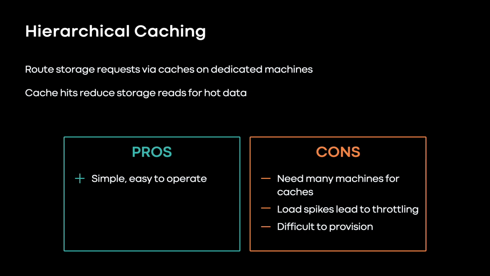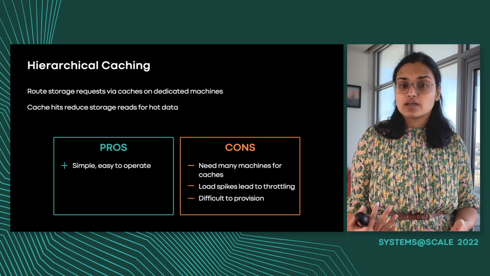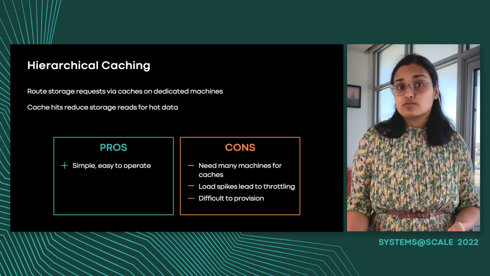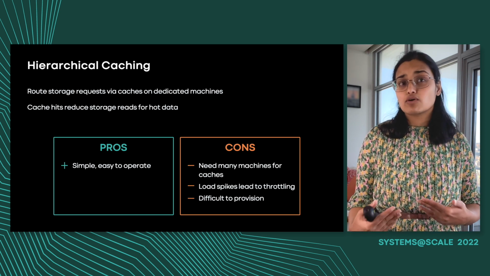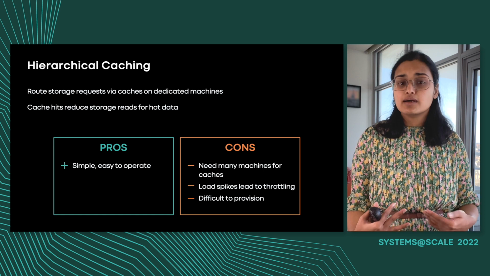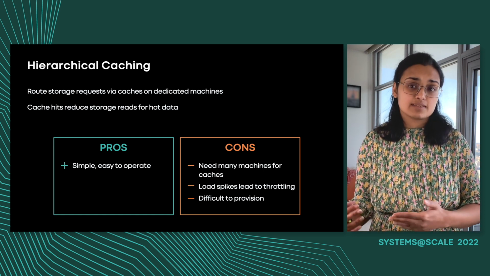However, this means that we needed a dedicated pool of machines to act as a cache, and sometimes, when there were load spikes for a particular piece of content, certain machines could get overloaded and throttle the request from the client. This meant we were always struggling to provision appropriately, either trying to provision for the steady state or trying to provision for the spikes and wasting capacity.